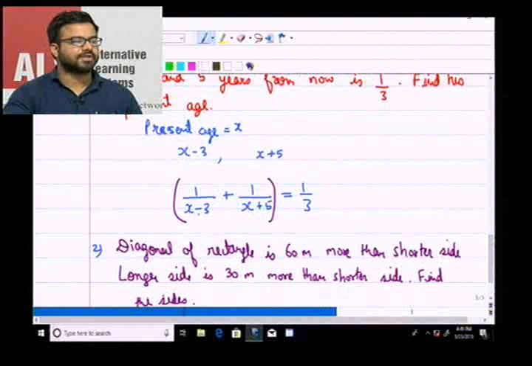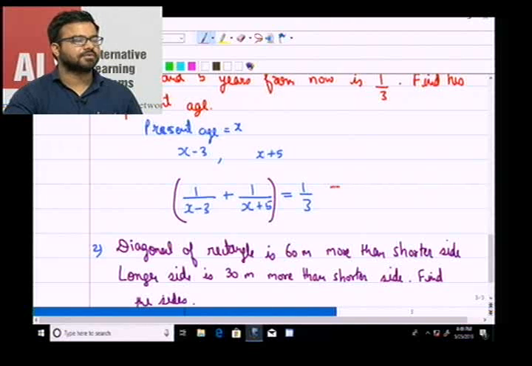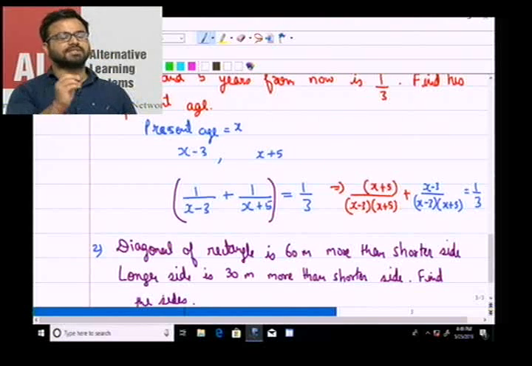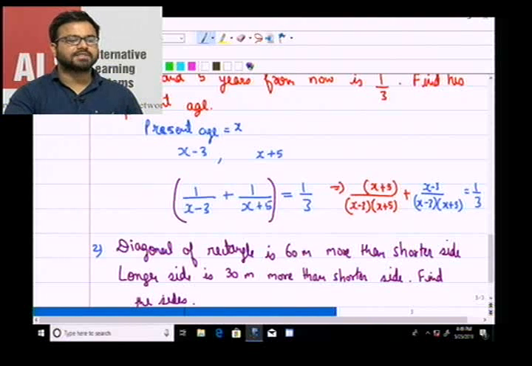This is x minus 3 over here and x plus 5 over here. So to make the denominator same, I will multiply this by x minus 3 over here, x plus 5 in the numerator and denominator. And in the same way, here I will multiply by x minus 3 in the numerator and denominator. So now you can see the denominator for both the fractions is same. Now if the denominator is same, you can simply add the numerator.